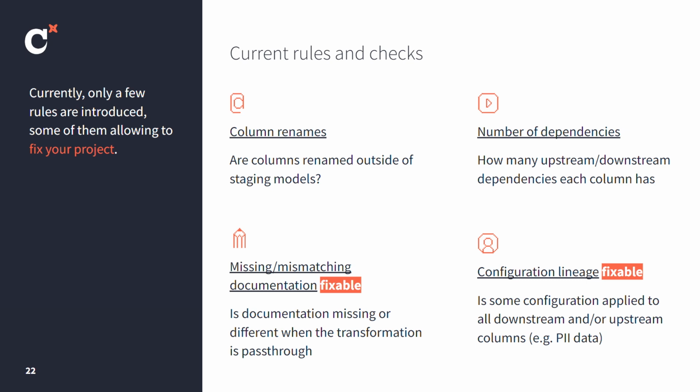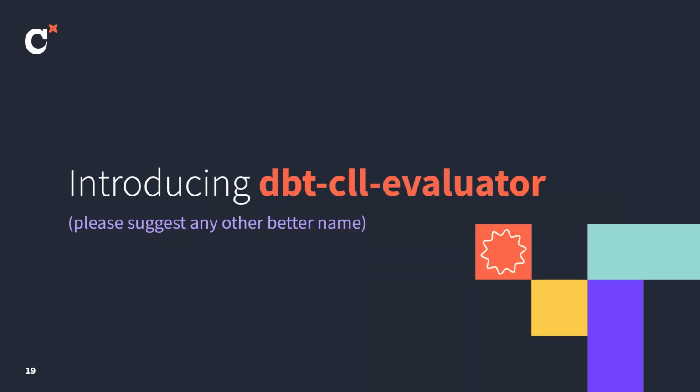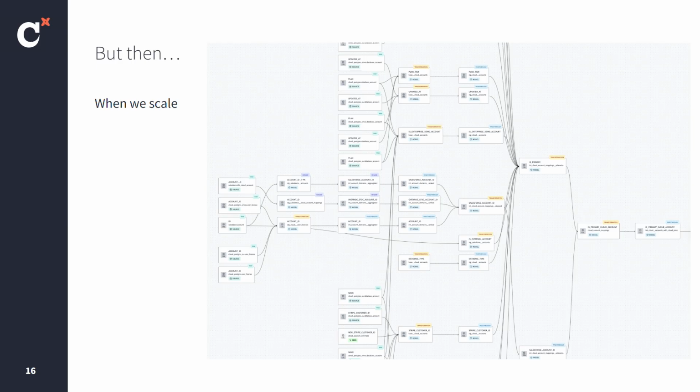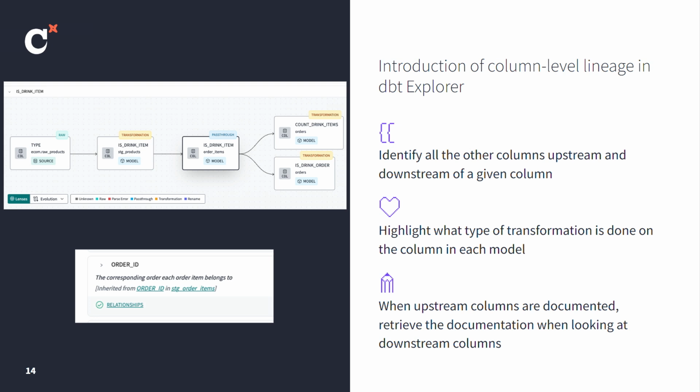Another one is the missing and mismatching documentation. We showed a bit before, if I just go back here, that currently Explorer will show you the documentation from some upstream column. That is great, but when we use, for example, the ability in dbt to push our documentation to our warehouse, the documentation we show in Explorer is not going to be pushed to the warehouse because it is just living within dbt Cloud.